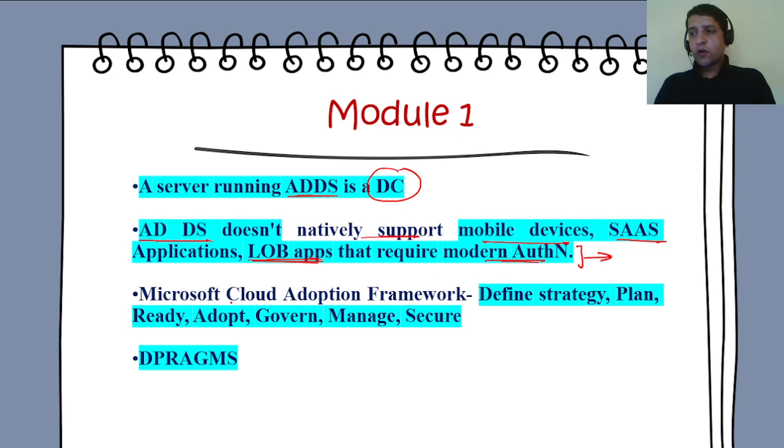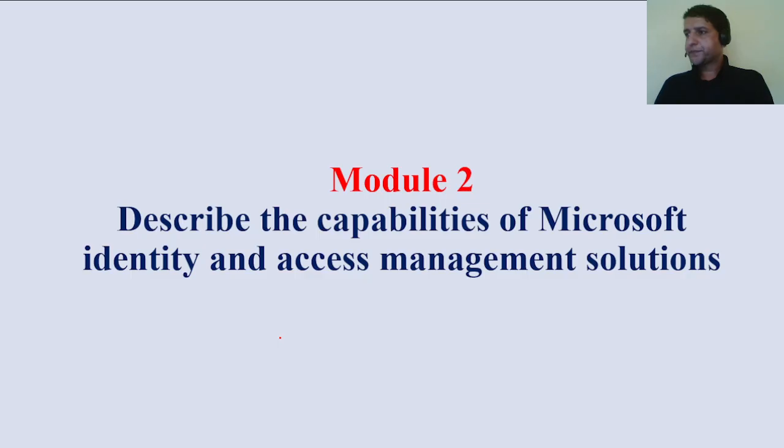There's also something we call the Microsoft Cloud Adoption Framework. When you adopt a cloud, you need to go through a few steps. First is define strategy, then you plan, then you become ready, then you adopt the cloud, then you govern, then you manage, and then you secure. You've got to remember this, because they ask a question on it. They will ask, for example, what steps come after adoption or before adoption. So the keyword is DPRAGM: you define, you plan, you make it ready, you adopt, you govern, you manage, and you secure your cloud. Please remember this. There's a question based on the sequence.